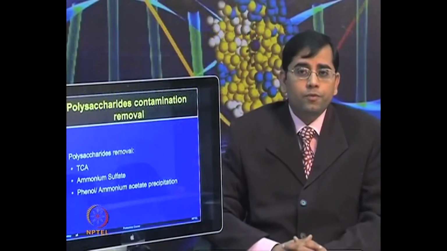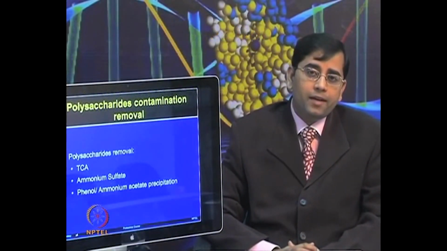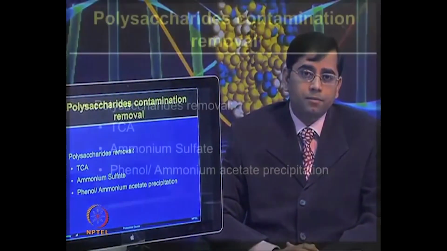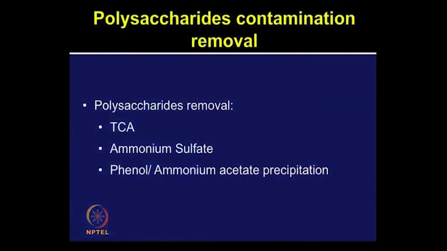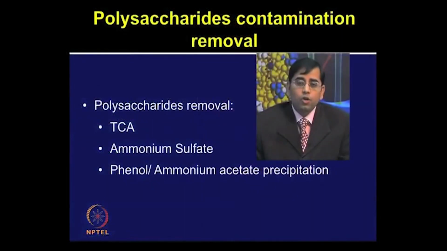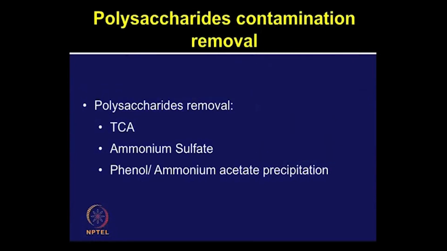So, how do we remove this type of polysaccharide contamination? During the precipitation step itself, a lot of polysaccharides get removed. So, TCA, trichloroacetic acid, ammonium sulphate or phenol or ammonium acetate precipitation are efficient ways of removing the polysaccharide contamination.